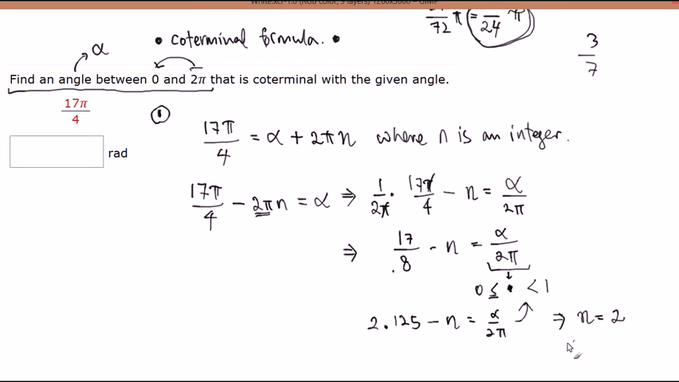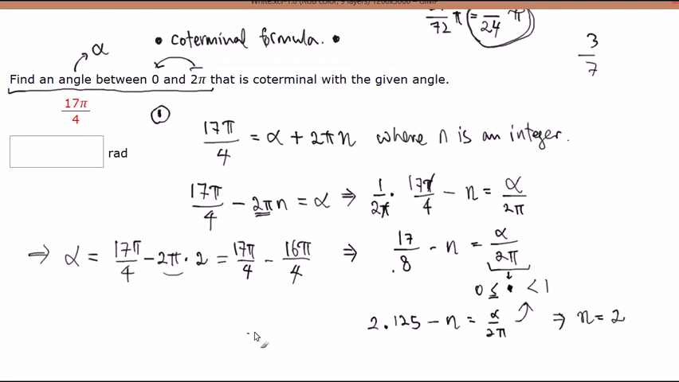Correct? Now once you know n equals 2, going back here, alpha is 17 pi divided by 4, minus 2 pi times what's n? 2. So if you simplify this, that's going to be the answer. Right? So let's do that. 17 pi divided by 4, that's 4 pi there, right? But if you have a common denominator, what happens is that it's 16 pi, is that right? That's a 4 pi, but if you multiply by 4, it becomes 16 pi. Does that make sense? Yeah.